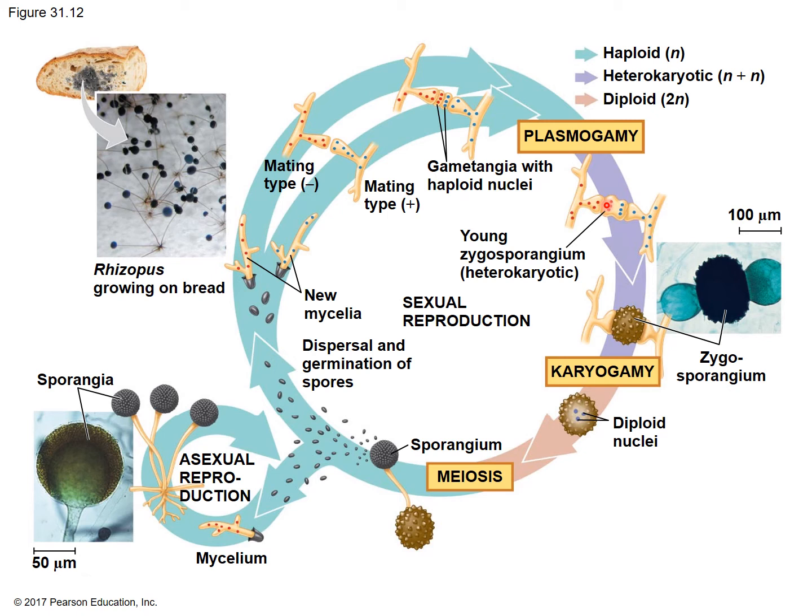So an example of zygosporangium would be the rhizopus. This is the black or the dark, I guess what you would consider as mold. It's a fungus that typically grows on bread.